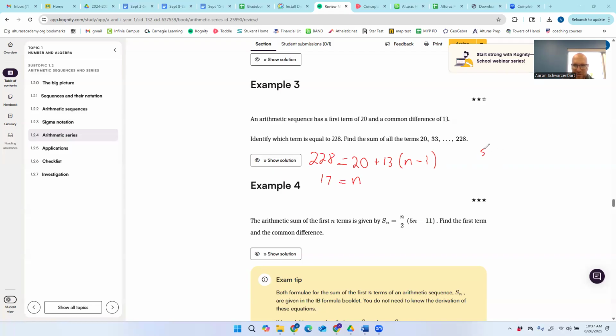If I want the sum, I do 17 over 2, 20 plus 228. And I get 2108.